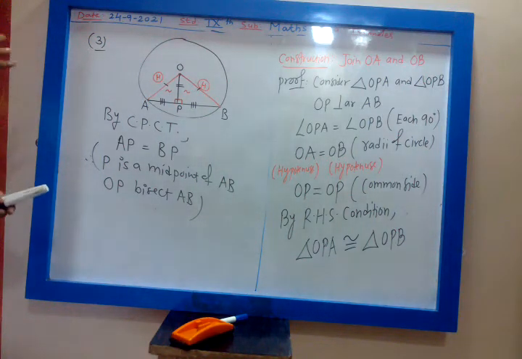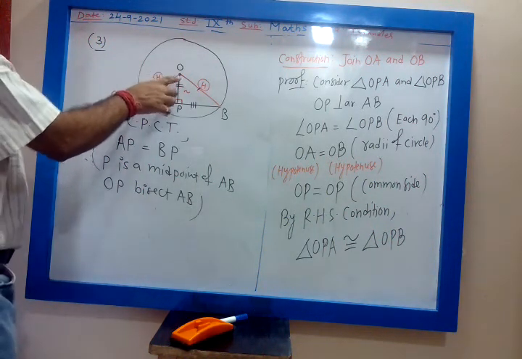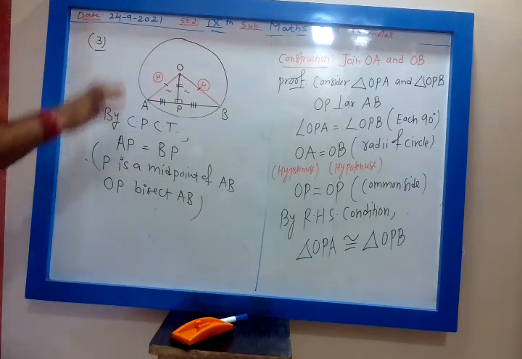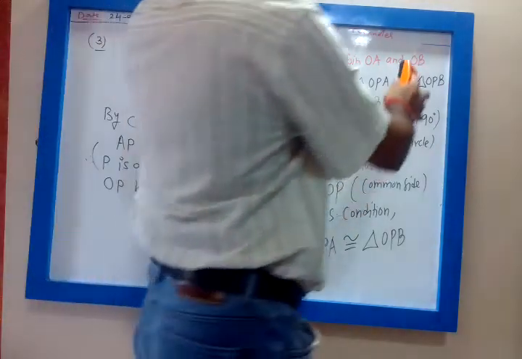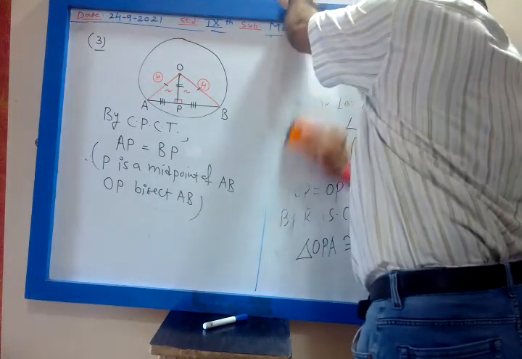So what is that result? Now you tell me what you will write as the result. In the second one we have written, no: if a line segment drawn from the center of a circle bisects the chord, then it is perpendicular to the chord. Now what you will write in this? Then it bisects the chord. Yes. If it is perpendicular to the chord, then it bisects the chord. So this result you have to remember.